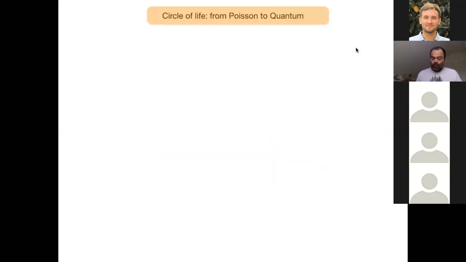To have more insights on what's going on here, I wanted to talk about the circle of life, or group. It's coming from Poisson to quantum. For the people who don't speak French, Poisson is like fish. Since we come from fish, this was relevant. So let's start from a Poisson-Lie group. A Poisson-Lie group is a Lie group which is equipped with a Poisson bracket, such that the group product is compatible with the Poisson bracket.